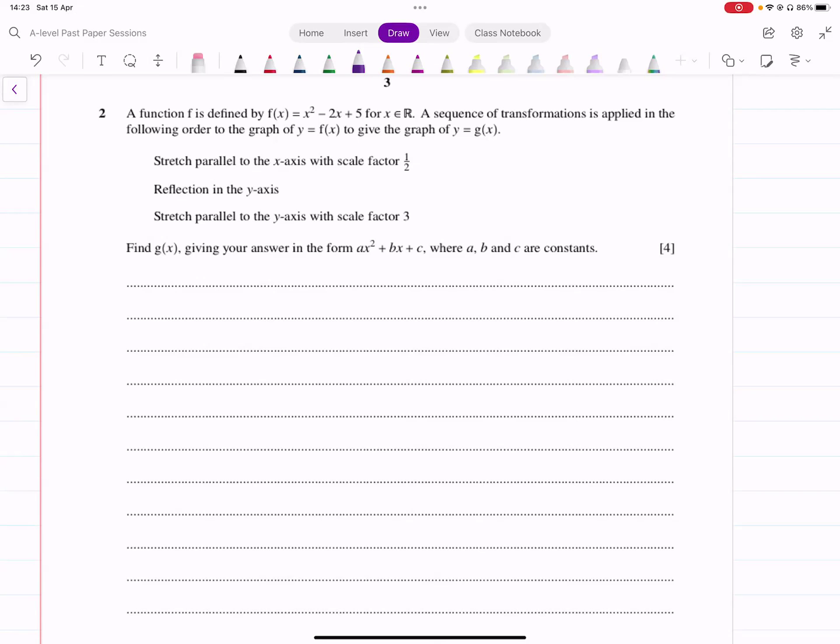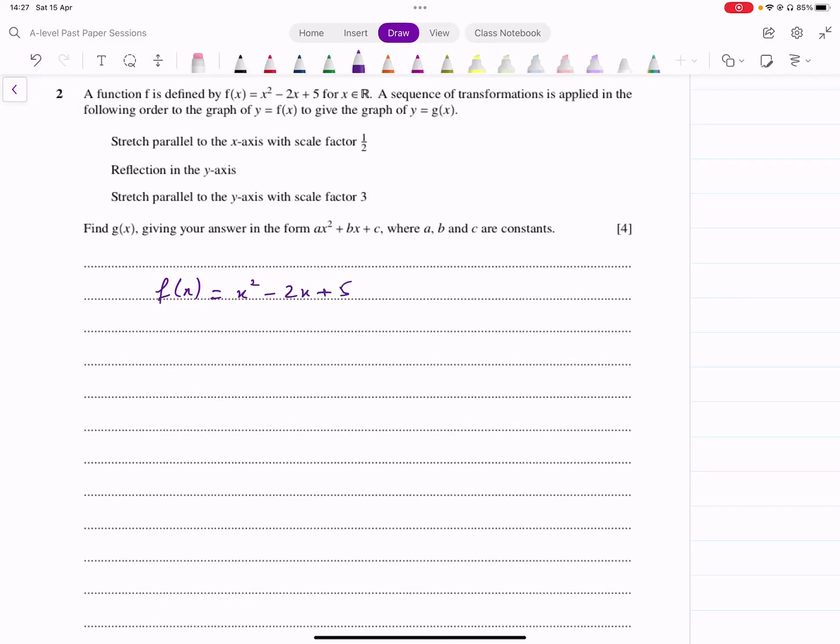Okay, so what exactly do we have to do here? We have f of x equal to x squared minus 2x plus 5, and x could be any real value here. It says a sequence of transformations is applied in the following order to the graph of y equals f of x to the graph of y equals g of x. Now, the first thing that's happening is, so let's say the original function is f of x.